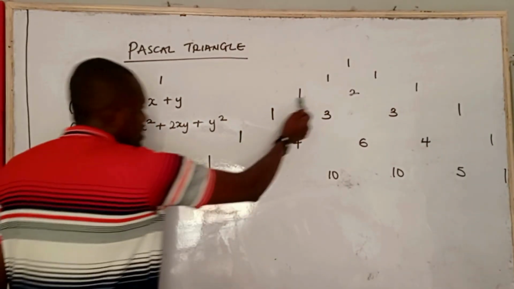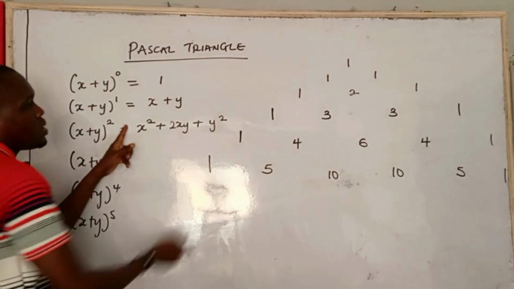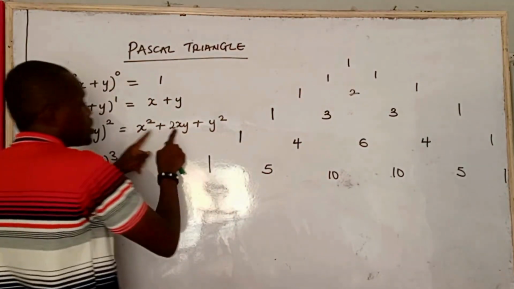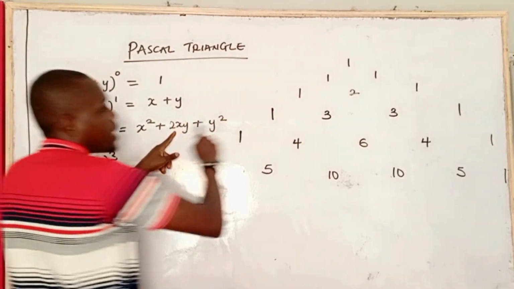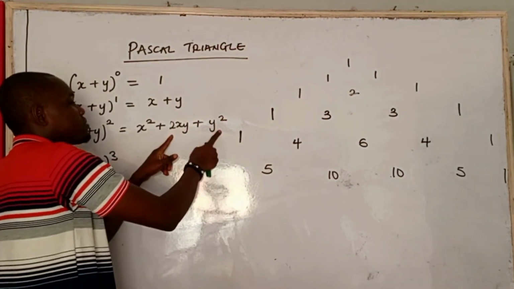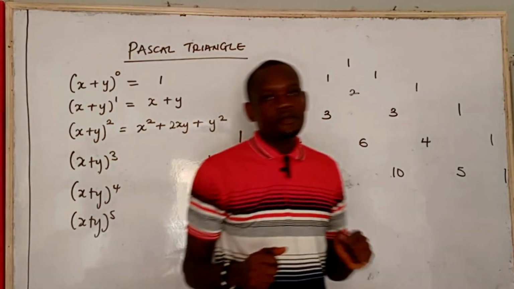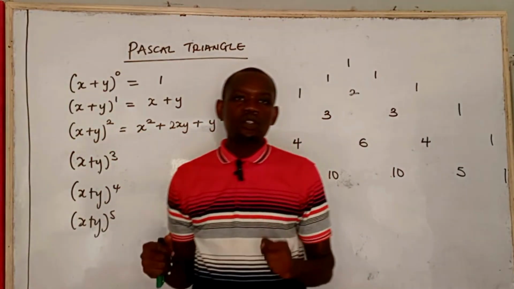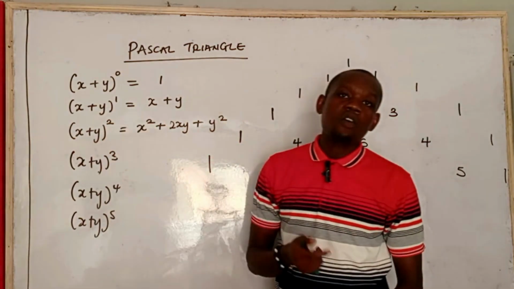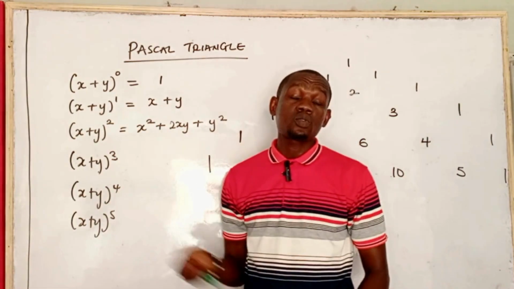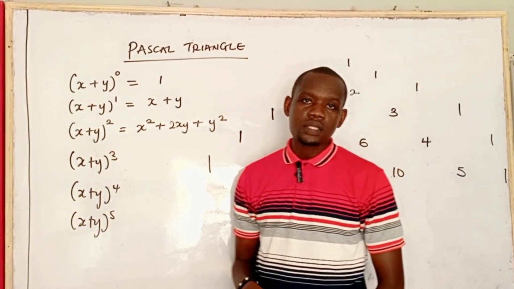And then if you look at this triangle, you discover that 1, that is the coefficient of x squared. 2, what we have there is what? 2xy. And then 1, and what we have there is what? Y squared. So in our next video, we are now going to see the application of Pascal triangle and how we can use it to solve some questions.